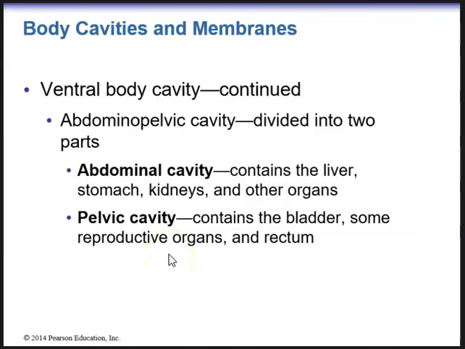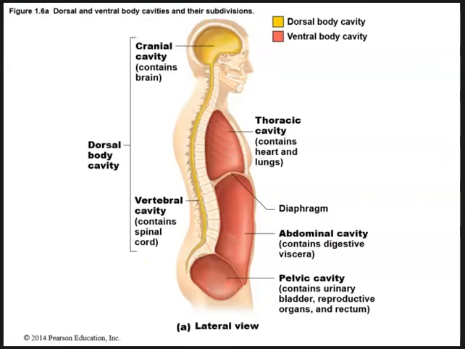So the next picture will show you the different body cavities. So we have this dorsal cavity, so again, dorsal towards the back or posterior. The dorsal body cavity will contain the cranial cavity, which of course houses the brain, and then the vertebral cavity, which will contain the spinal cord. Okay, and we can see that the dorsal body cavity is indicated by the yellow areas.